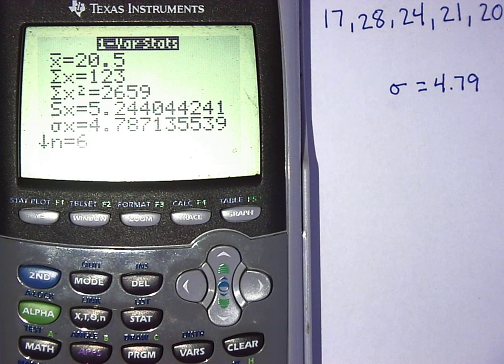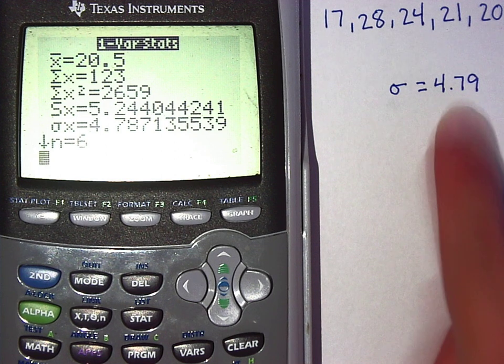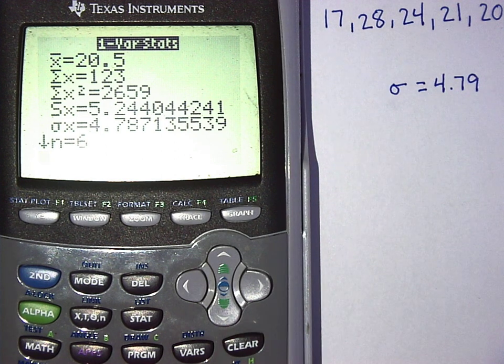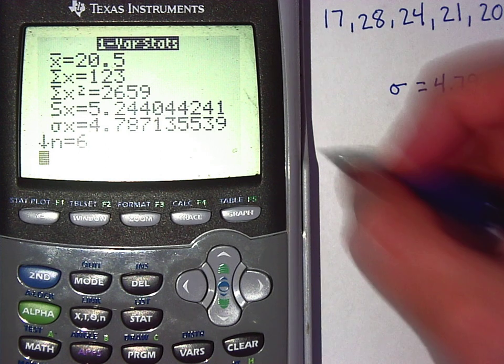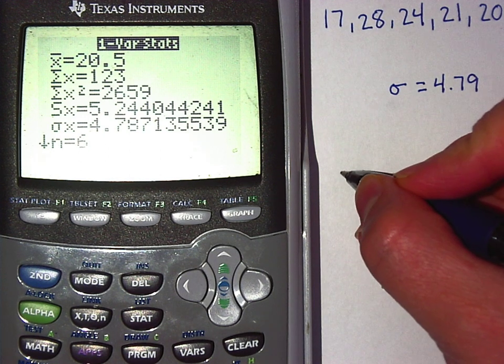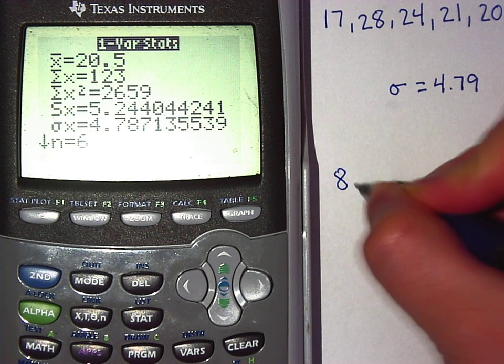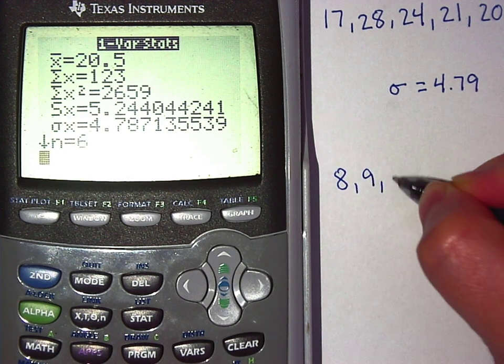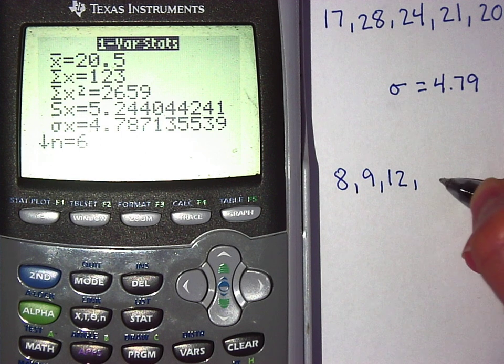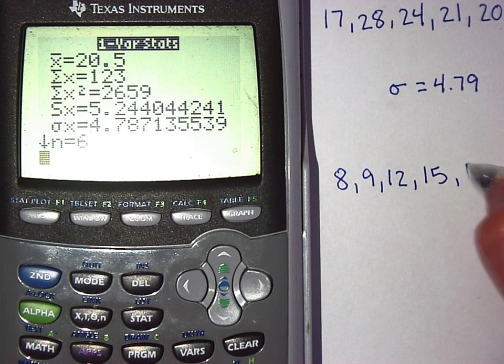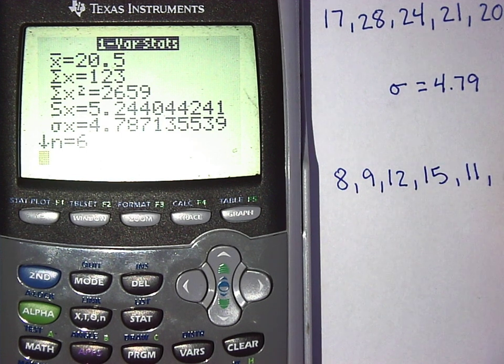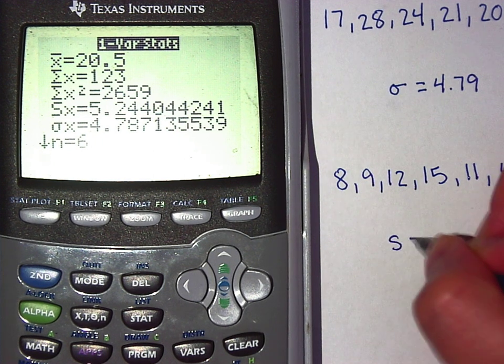Okay, so we proved that this works for this. Now we're going to do it again. This time I want you to turn to your notes from yesterday where we did sample standard deviation. It should be in your notebook. Can somebody tell me those numbers that we used? That was how many houses we can see from our house: 8, 9, 12, 15, 11, 4. And what did our sample standard deviation turn out to be?